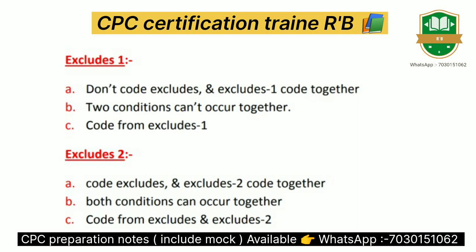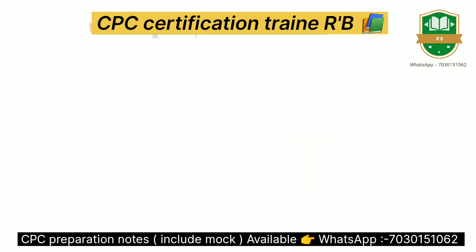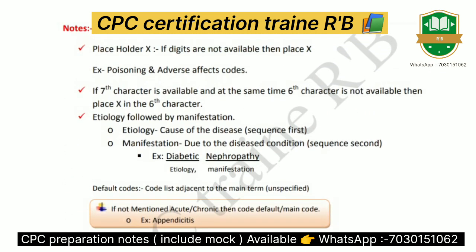Then next, placeholder. Placeholder is an X. If digits are not available there, then you can go directly to the placeholder. Okay, for example, poisoning and adverse effect codes. Here, if the 7th character is available and the 6th character is not available, then go to the 6th character, which means the X code.